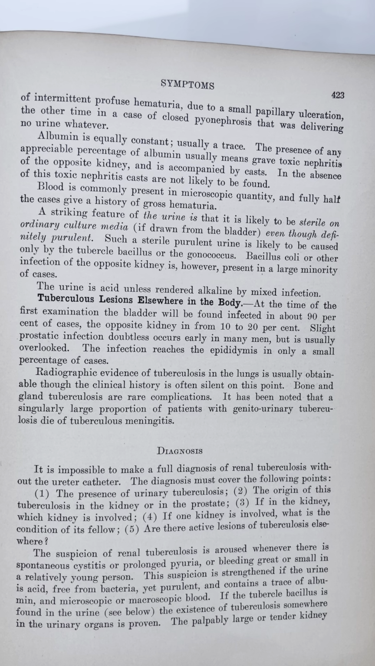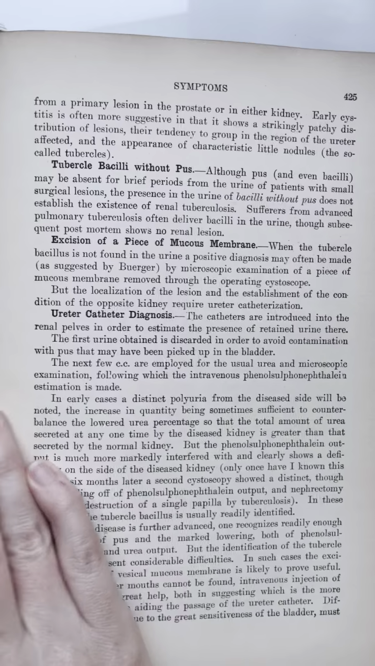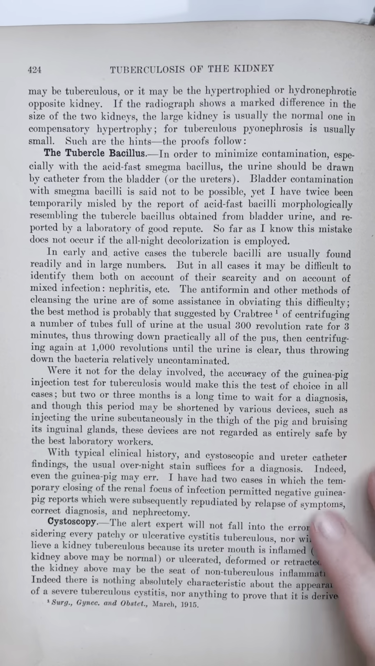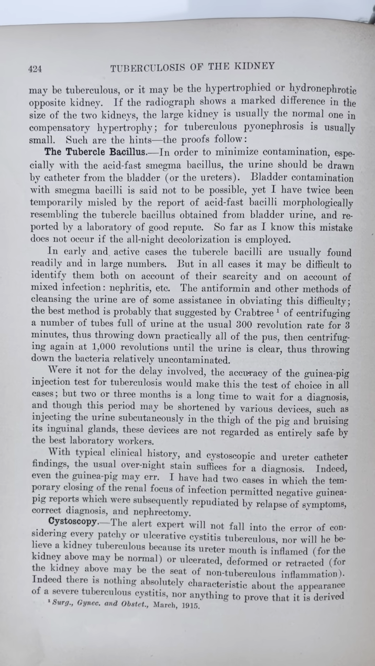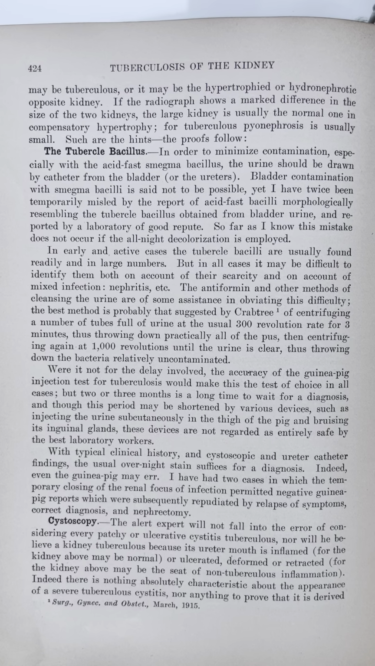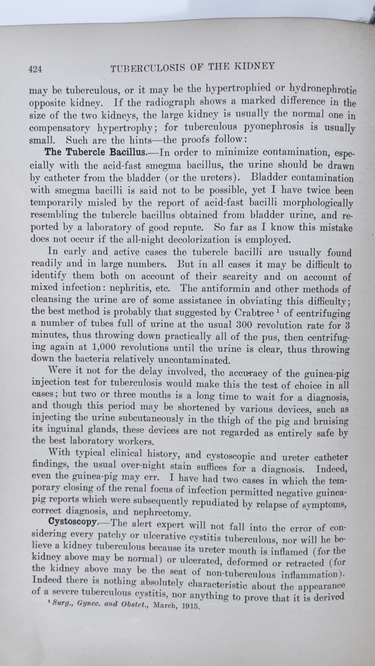This suspicion is strengthened if the urine is acid, free from bacteria, yet purulent, and contains a trace of albumin and microscopic or macroscopic blood. If the tubercle bacillus is found in the urine, see below, the existence of tuberculosis somewhere in the urinary organs is proven. The palpably large or tender kidney may be tuberculous, or it may be hypertrophied or hydronephrotic, or it may be the hypertrophied or hydronephrotic opposite kidney.